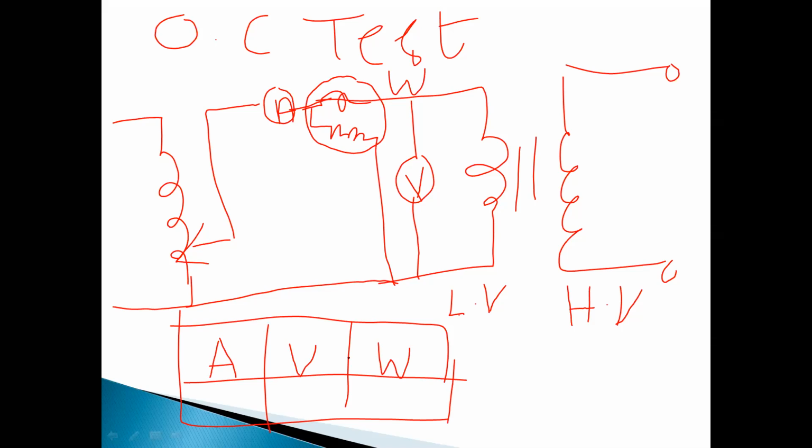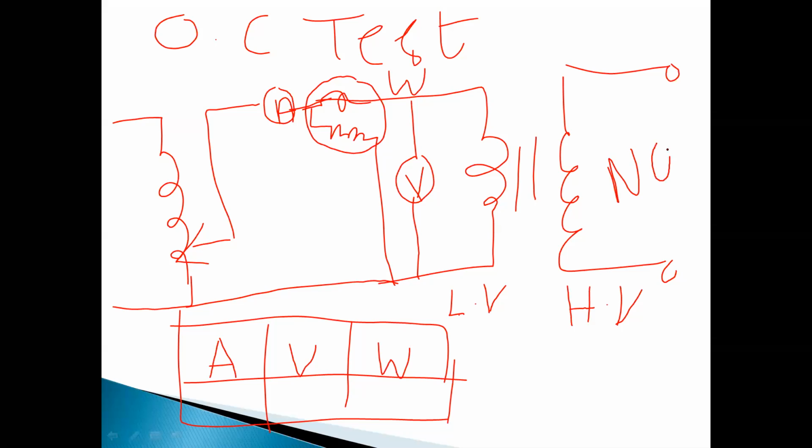The wattmeter measures the core losses in the transformer because we apply rated voltage. Current is very small, which means copper losses are very small. So therefore copper losses are neglected in the open circuit test of the transformer. Why are copper losses small in open circuit? Because the current is very small; it is a no load.